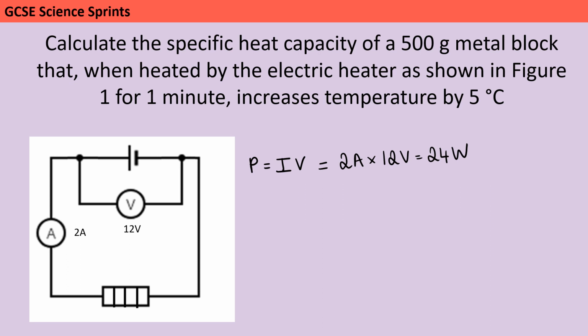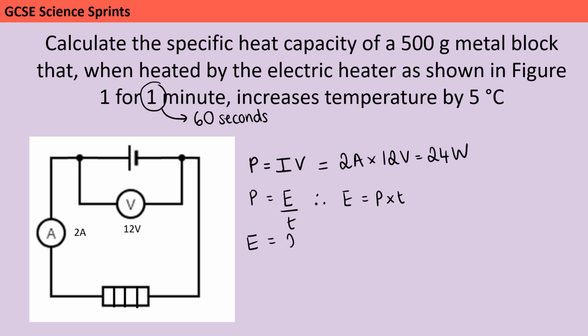So then I can use my second power equation, which tells me that power is energy over time. And if I rearrange that, then energy is power times time. But there's another trap here. I've been given the time as 1 minute, but I don't need time to be in minutes, I need it to be in seconds because those are the standard international units which I need to use for all of my physics equations. So I'm going to convert that 1 minute to 60 seconds, and then I can calculate that the energy will be 24 watts multiplied by 60 seconds, which is 1440 joules.